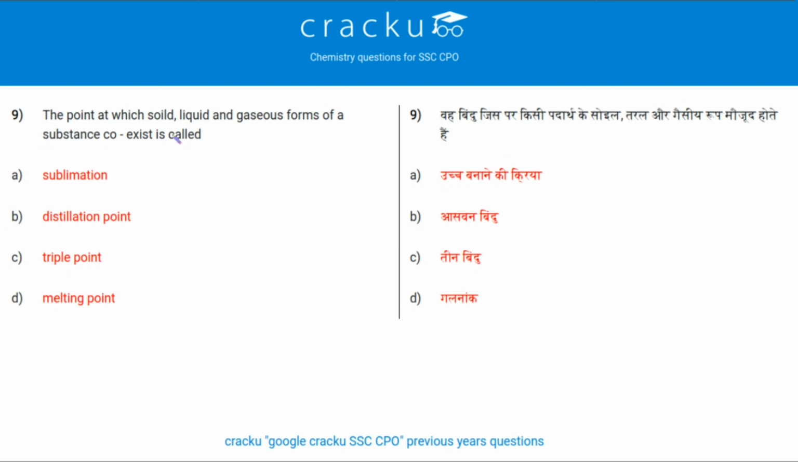The point at which the solid, liquid and gaseous forms of a substance coexist is called, like a particular point where temperature and pressure are such that all three states of a substance coexist, is called the triple point, as you can go with the name, triple point.